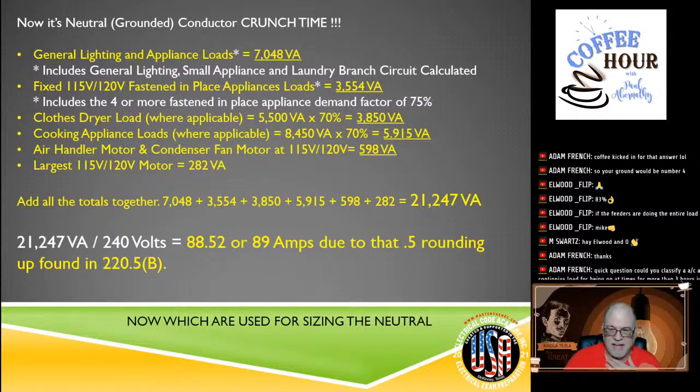So we're going to take that value and we're going to divide that by 240 volts. Okay? In this case, it would be 88.52, round up. That is 89 amperes due to the rounding allowance. Okay? If you didn't want to round, you don't have to. You can take full value if you wish. But at this point, it's 89 amperes.